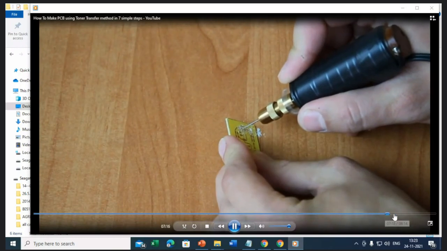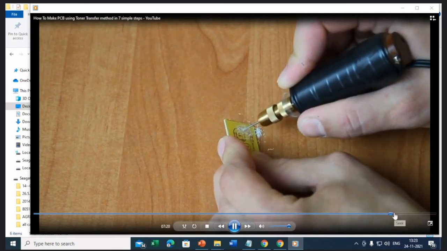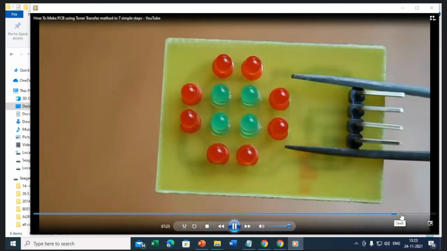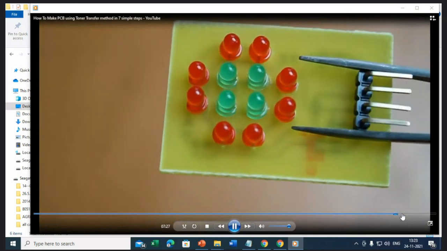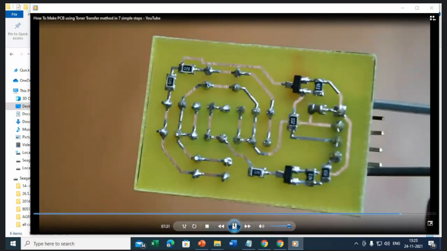So we have drill machines, manual as well as electrical machines, PCB drill machines.